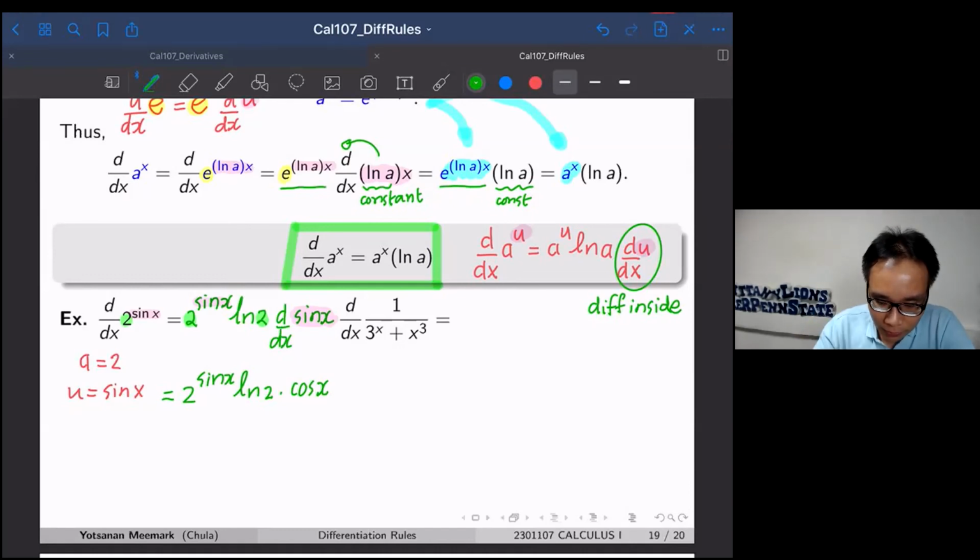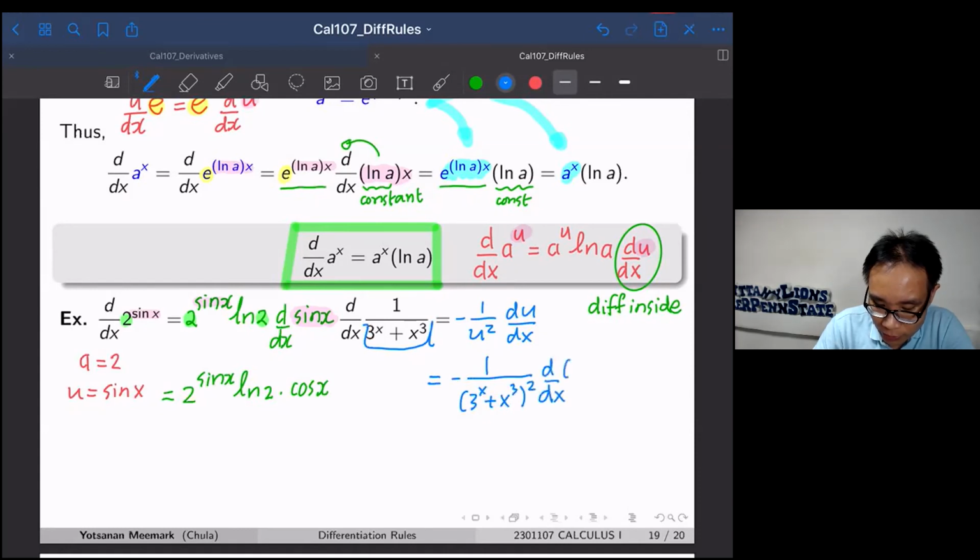The next one, you have 1 over 3 to the x plus x to the third. So in this case, you're going to have u, which is something down here. So you differentiate this guy, it's going to be negative 1 over u squared, and you have du/dx. So this one is the derivative of 1 over u. So it's going to be negative 1 over (3 to the x plus x cubed) squared, and you have to differentiate the inside, which is 3 to the x plus x cubed.